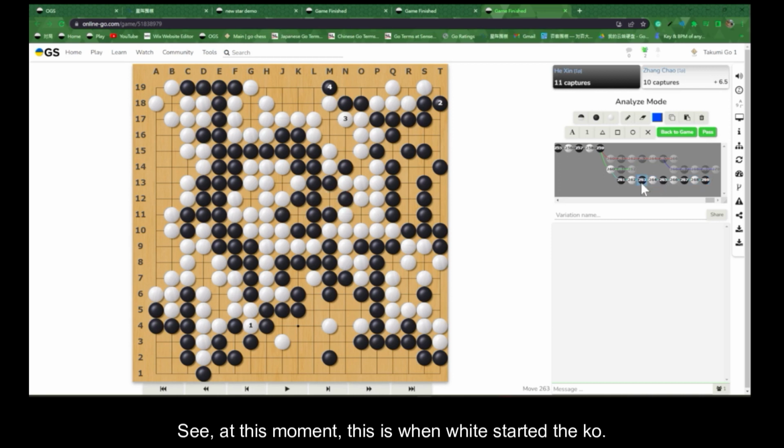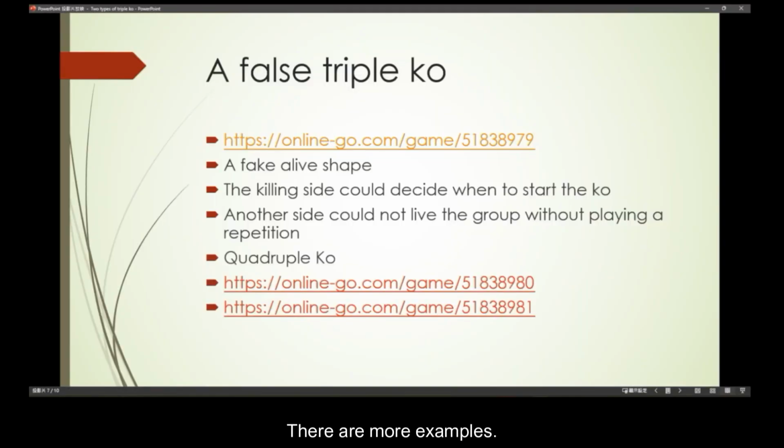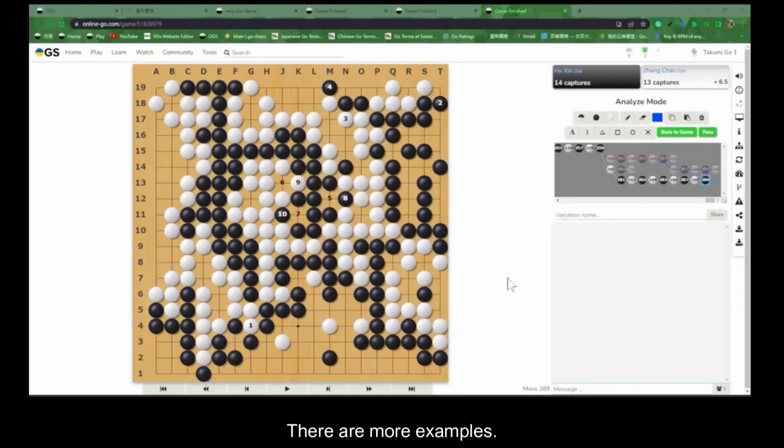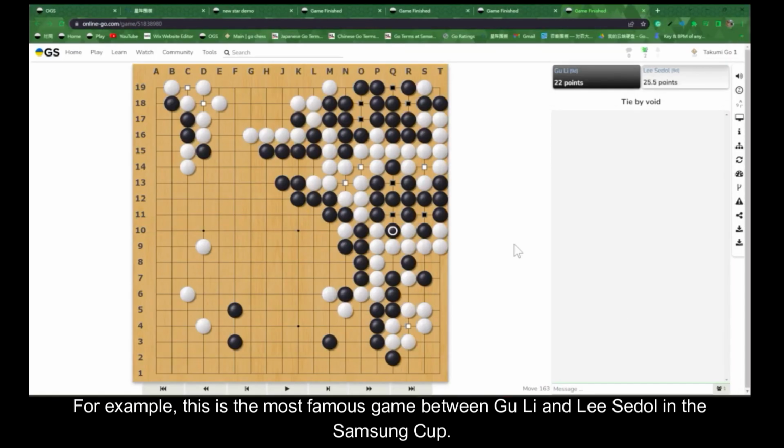See, at this moment, this is when white started the core, and after the sixth move, they repeated the game. It must be the black side to repeat the game. There are more examples. For example, this is the most famous game between Gulli and Lee Sedol in the Samsung Cup.